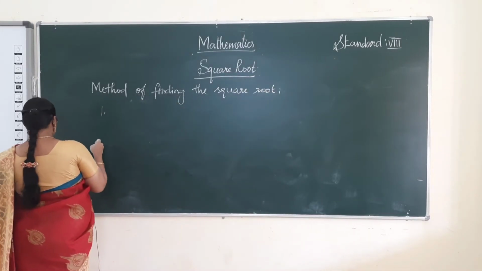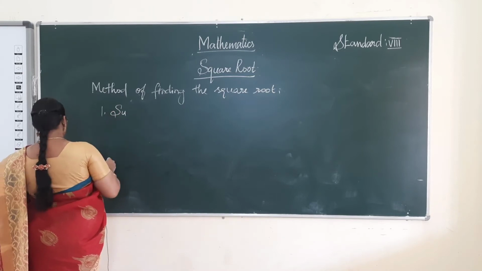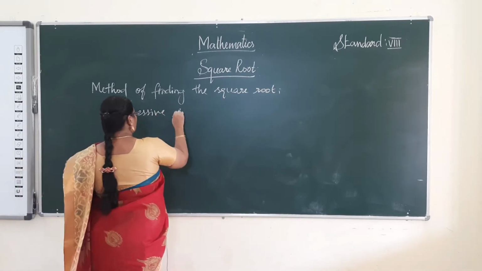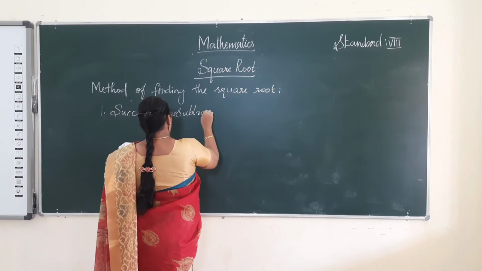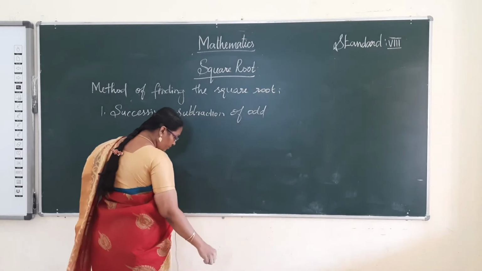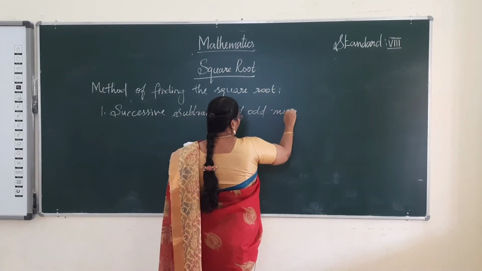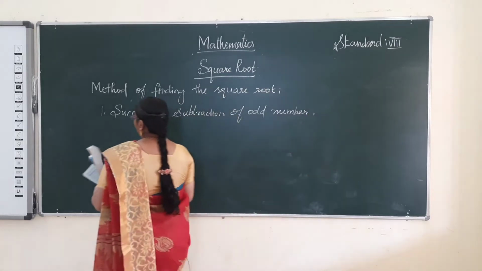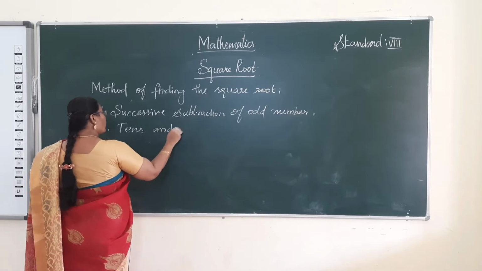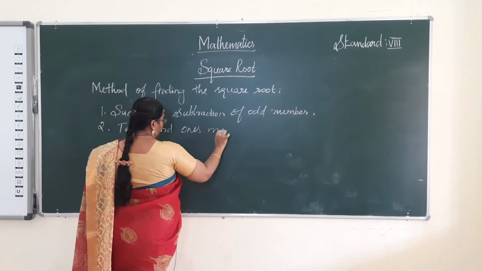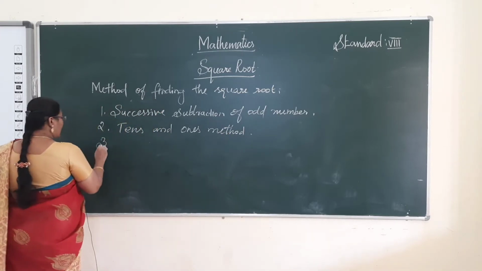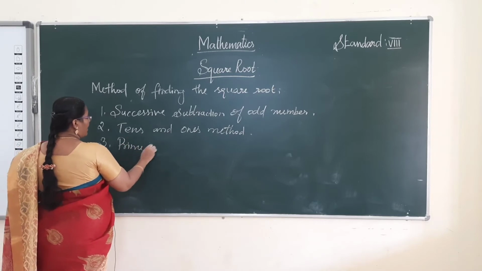The first method is successive subtraction of odd numbers. And the second one is the tens and ones method. And the third one is the prime factorization method.